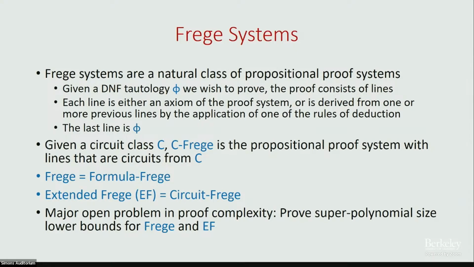Like, how large proofs do we need for tautologies in Frege and EF? We don't have any interesting lower bounds on these. So that's a major lower bound problem in proof complexity.